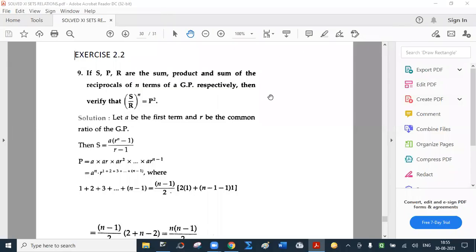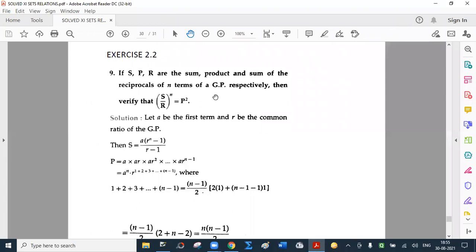Let me explain first, but please do write the solution after the lecture, because this can be asked as a D group sum. D means difficult, or you may call it HOTS, higher order thinking skill sum. If S, P, R are the sum, product and sum of the reciprocals of n terms of a GP respectively, then verify that S upon R raised to n equals P square.